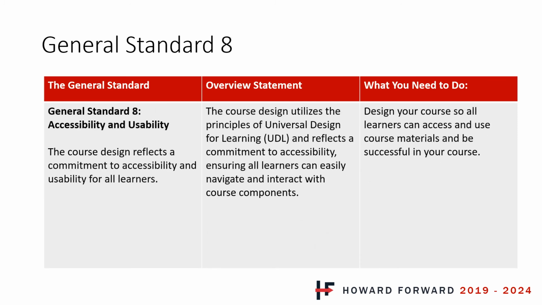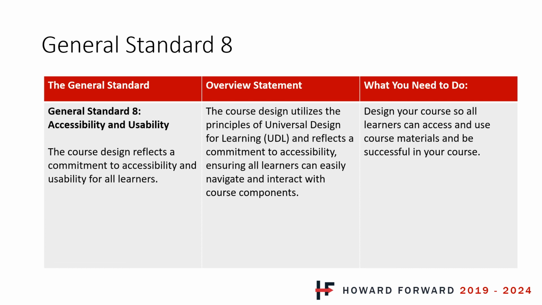The last general standard of Quality Matters is General Standard 8, Accessibility and Usability. The course design reflects a commitment to accessibility and usability for all learners. The course design utilizes the principles of Universal Design for Learning, UDL, and reflects a commitment to accessibility, ensuring all learners can easily navigate and interact with course components. As an instructor, you will need to design your course so all learners can access and use the course materials and be successful in the course.